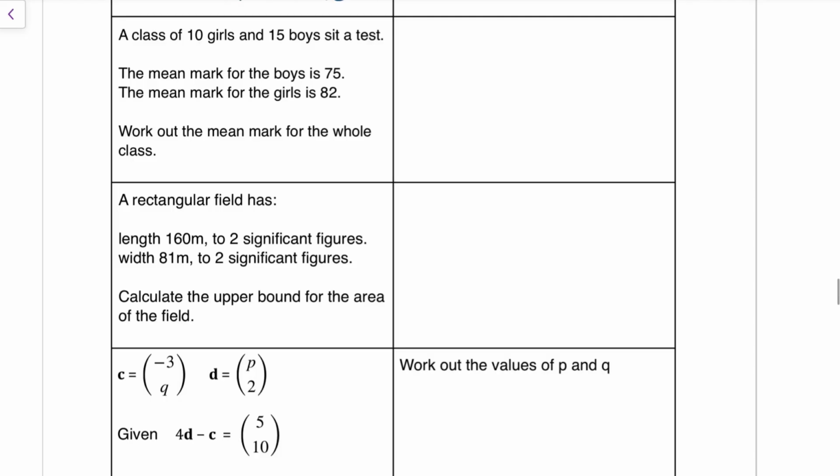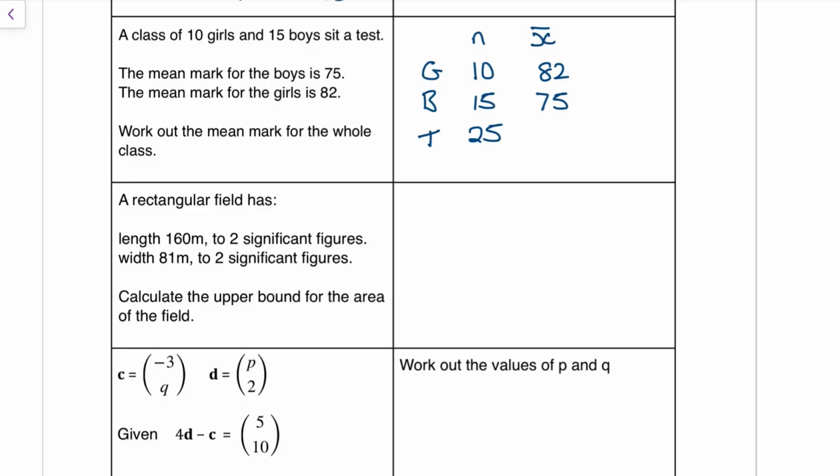Question done. Next question. A class of 10 girls and 15 boys did a test, work out the mean mark. Okay, I like to do this with the table method. So I've got girls and boys, and then I've got total down here. There are 10 girls and there are 15 boys, which means there's 25 students overall. Now I'm going to put N for number. Now this symbol here you may not know, but the bar means average, or technically mean. So the mean for the boys is 75, and the mean for the girls is 82. How has that helped me?